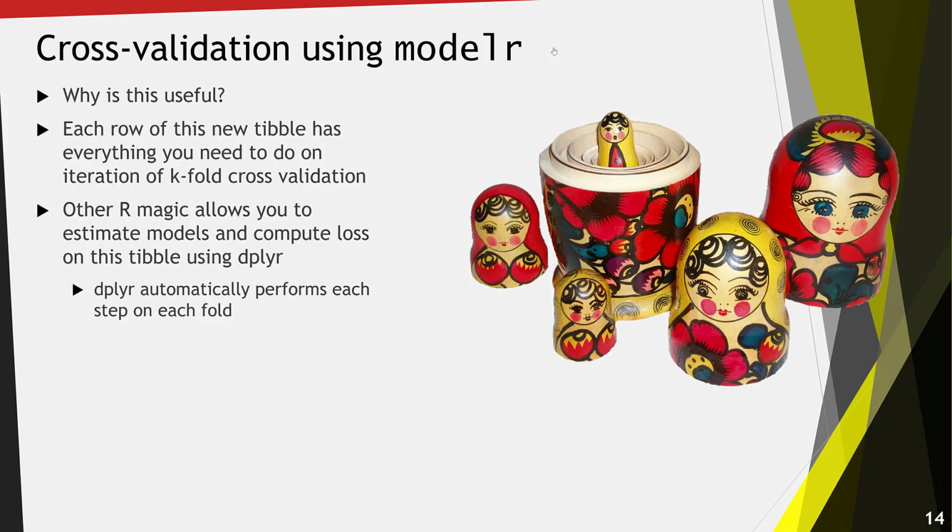So you might wonder why these tibbles packed inside of tibbles are useful. Each row of this new tibble has everything you need to do cross-validation for one iteration of k-fold cross-validation. There's some other R magic that I'll show you in just a minute that allows you to train models and compute the value of the loss function using very familiar dplyr syntax. The nice thing about this is dplyr is going to automatically perform each of these steps on every fold, so you don't have to do it manually 10 times.